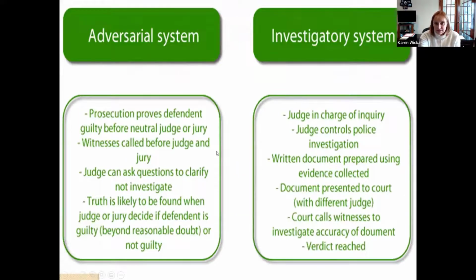Okay, so here's just a little slide summarizing the adversarial system. The prosecutor proves the defendant guilty before a neutral judge or jury. So the judge or jury do not themselves take an active role in presenting evidence. They are just there sort of as referees and decision makers. Witnesses are called before the judge and jury, and the witnesses present evidence. The judge could ask questions, but usually does not. It's usually the attorneys that do everything and present the evidence. And the truth is likely to be found when the judge or jury decides beyond a reasonable doubt.